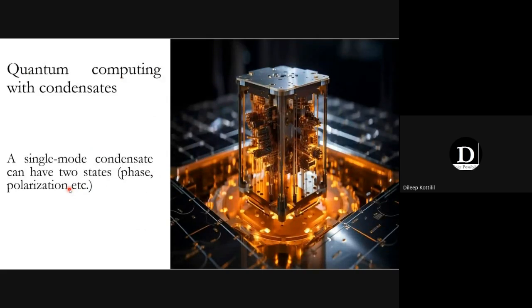And another very important and very recent and upcoming application is quantum computing with condensates. All these condensate polaritons can have two states, either phase or polarization, so they can act like qubits. So these qubits can be used for quantum computing and neuromorphic computing and for quantum blockade. So there are many exotic applications that people are trying to realize using these polaritons and polariton condensates. So this is a very recent hot field with a lot of change happening on a daily basis.